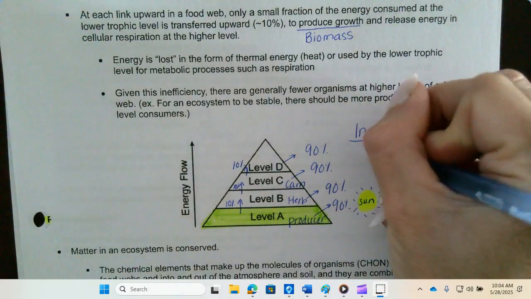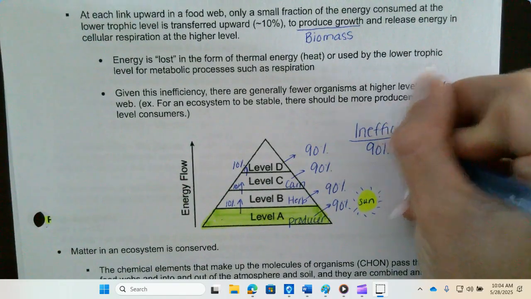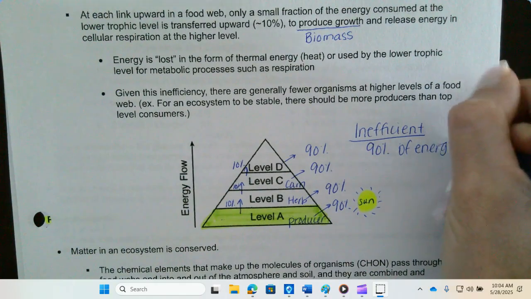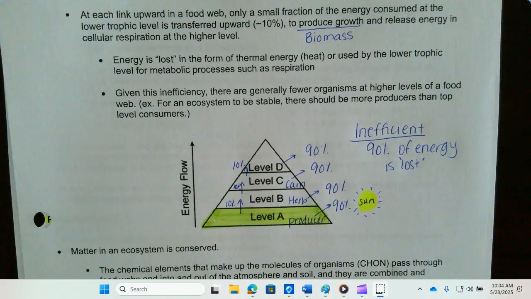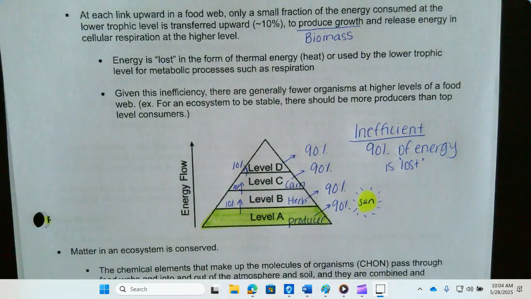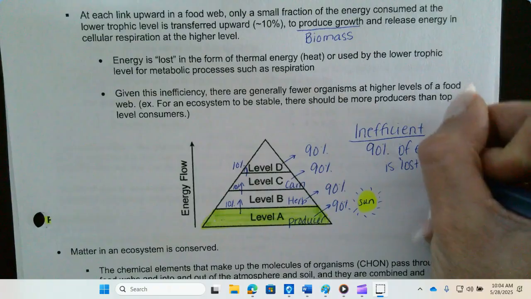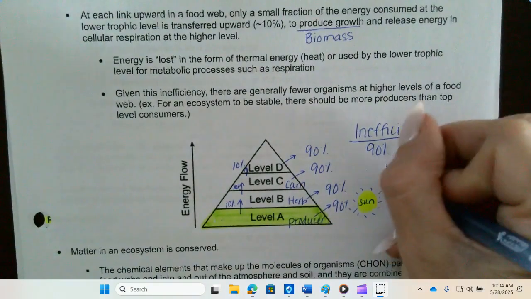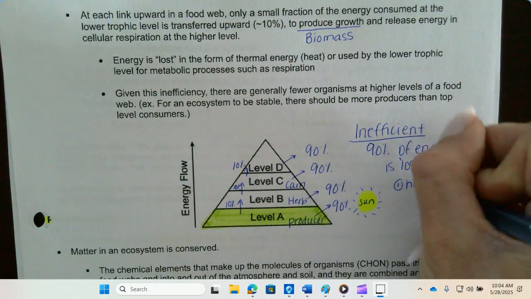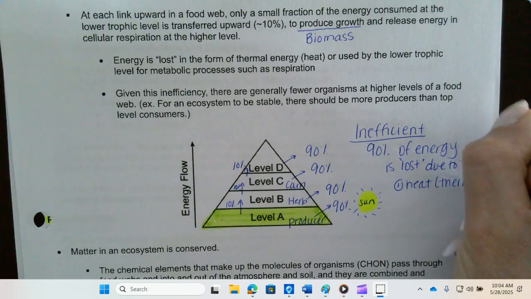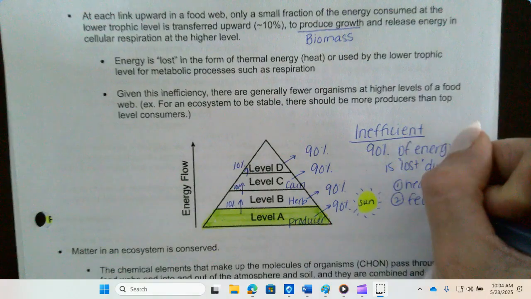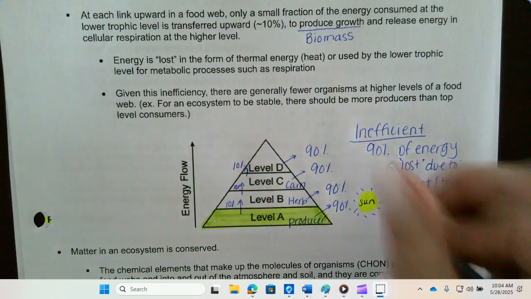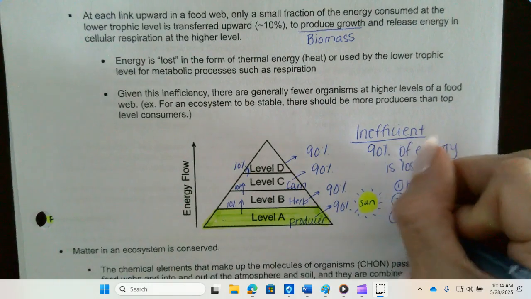So we have 90% of energy is lost. And it's not lost, right? It's still in the ecosystem. It's just not in this energy pyramid. And why is that? There's a few reasons, three that we really focus on. One is heat, which we also could call thermal. Another one is going to be feces. Some of that food you eat, you can't do anything with. And then the last one is going to be respiration.